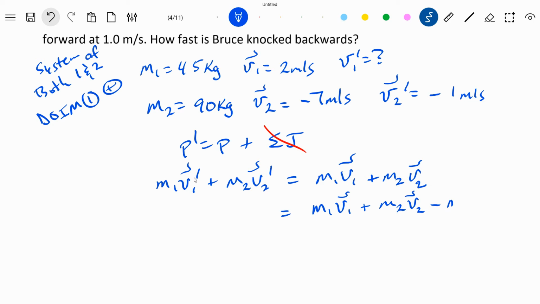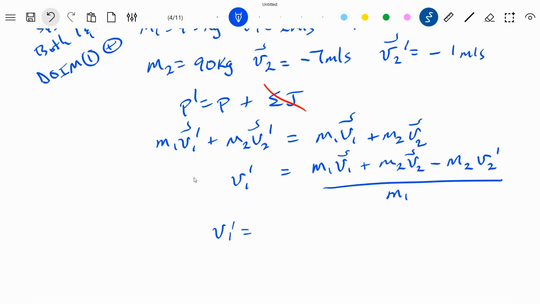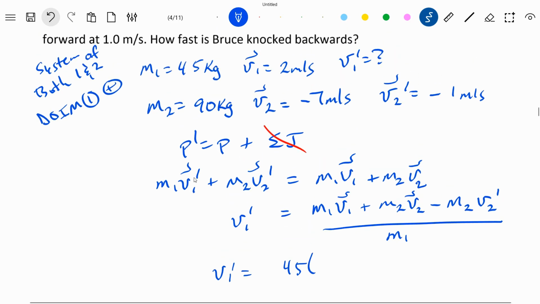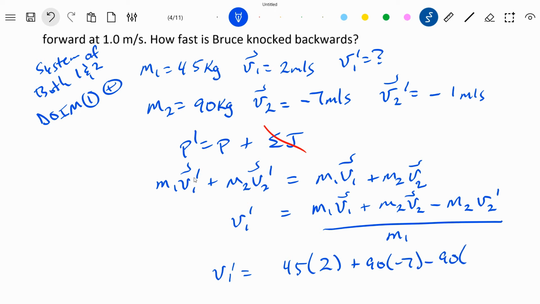Solving this for V1 prime, the right side doesn't change, M1V1 plus M2V2. I then subtract M2V2 prime and divide the whole thing by M1. That would solve for V1 prime. Putting my numbers in, V1 prime is equal to M1 was 45, V1 was 2, plus M2 was 90, V2 original was -7, minus M2 was 90, V2 prime was -1. And don't lose track of these negatives. This is really, really important. All of which is over M1, 45.